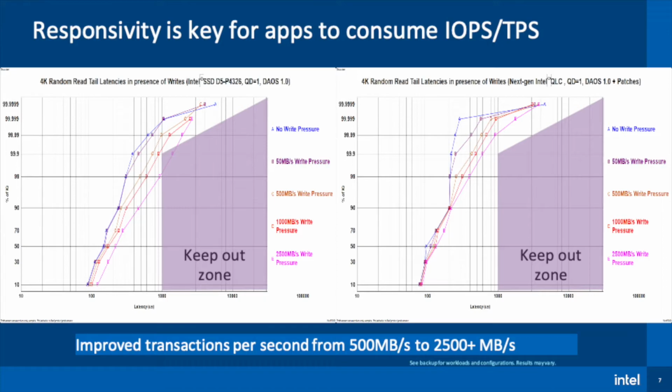These experiments comprised capturing the read latencies while driving write pressure. And you can see the difference between the chart on the left and the chart on the right. We were able to pull the latencies out of the keep out zone, and there was a 5-fold improvement in terms of how many transactions we were able to drive.